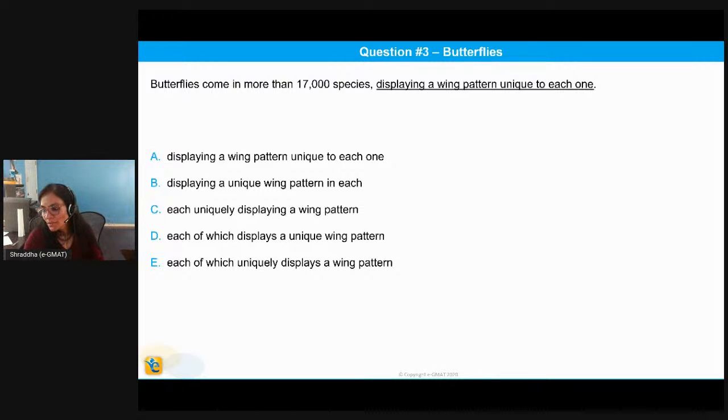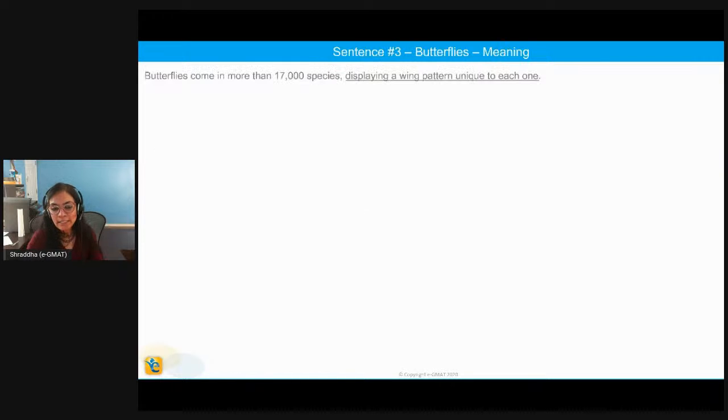Okay, so the results are with me. I see that you guys have done pretty good with this one. So, good job. Okay, so now let's take a look at the meaning of this sentence, and then we will get into the answer choice analysis. So first thing first, the meaning.